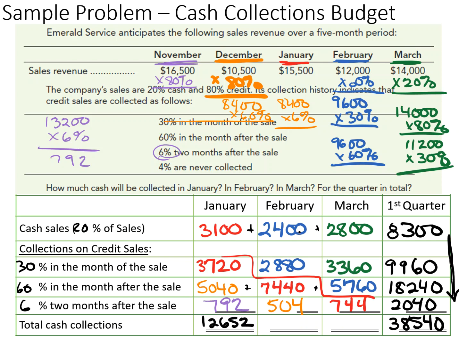12,652, 2,400 plus 2,880 plus 7,440 plus 504 is 13,224. And same here, 12,664. And there we go. We've got our answer. You can double check the total by adding across horizontally as well.